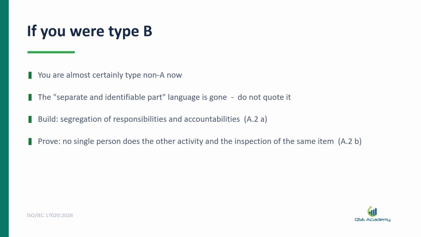2 things. Documented safeguards showing adequate segregation of responsibilities and accountabilities between inspection and the other activities of the legal entity. That is an organizational chart, reporting lines, decision authority, and who signs what. And evidence that no single person performs both the other activity and the inspection of the same item. That is your competence matrix and your job assignment records doing the work for you.